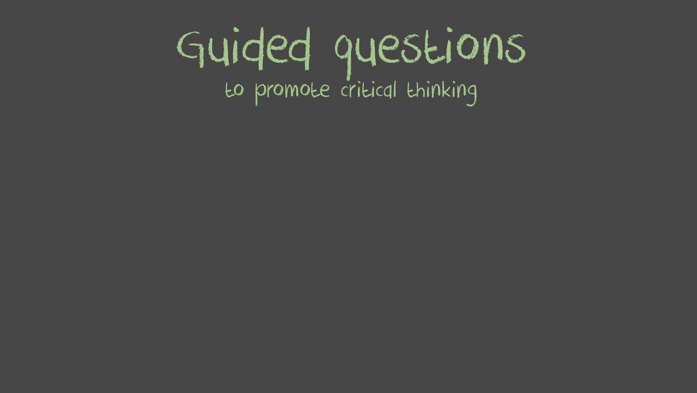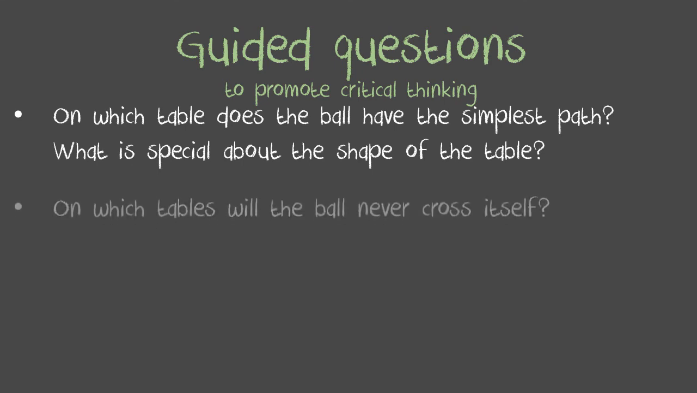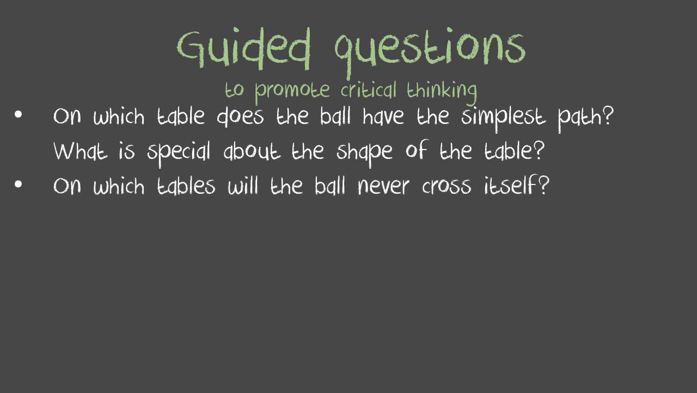So here's some guided questions to promote critical thinking. Which table does the ball have the most simple path? What is special about the shape of that table? So that was one of the demonstrations I gave in the display. It was a square. We'll create just the most simple path, which is just one straight line. On which table will the ball never cross itself? So are there tables where it just always goes in one path and doesn't come back down the board, so to speak? It just goes up or over in one direction but never crosses itself.